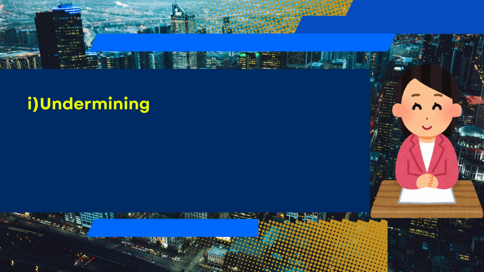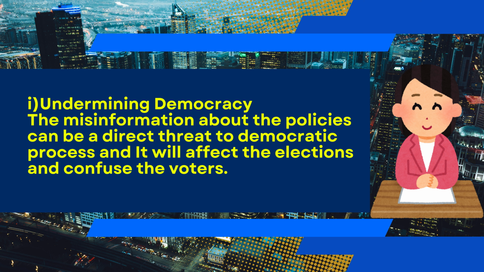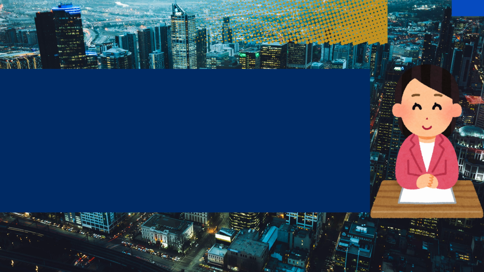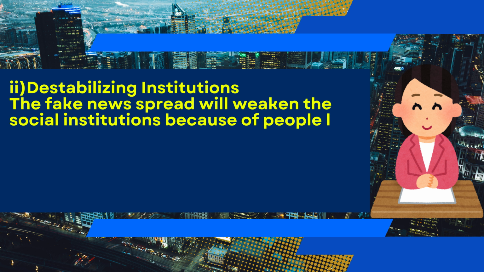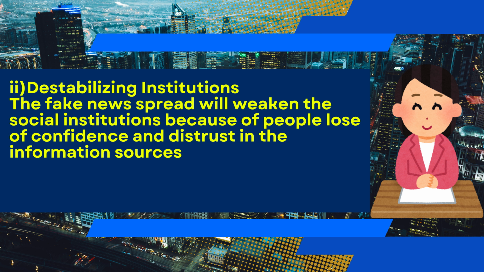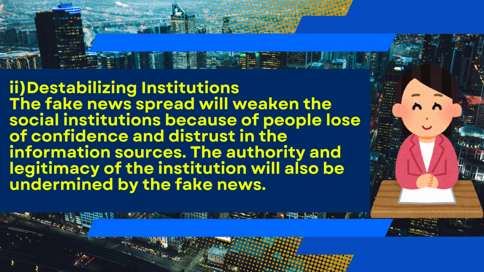On society. First, undermining democracy. Misinformation about the policies can be a direct threat to the democratic process, and it will affect the elections and confuse the voters. Second, destabilizing institutions. The spread of fake news will weaken social institutions because people lose confidence and distrust the information sources. The authority and legitimacy of the institution will also be undermined by fake news.